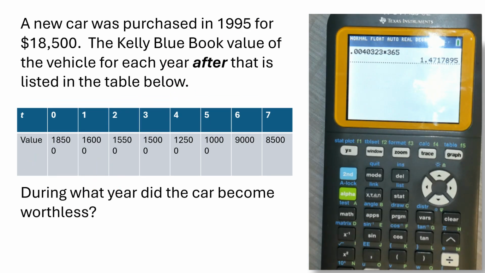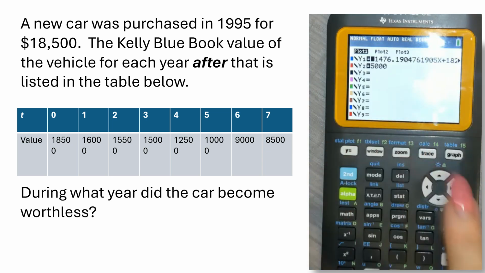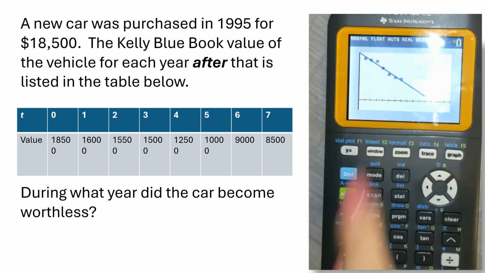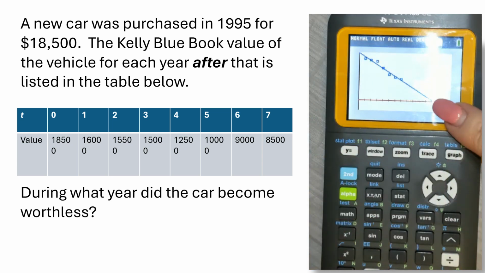Let's go on to the last question for this particular problem. During what year does the car become worthless? Now, if something is worthless, we assume it has 0 value. So instead of it having a value of 5,000, we want it to have a value of 0. Now, some of you may prefer to come up here and plug in 0, and we're going to find out where does it cross right here. And others will recognize that I'm just trying to find this x-intercept, also known as a 0.